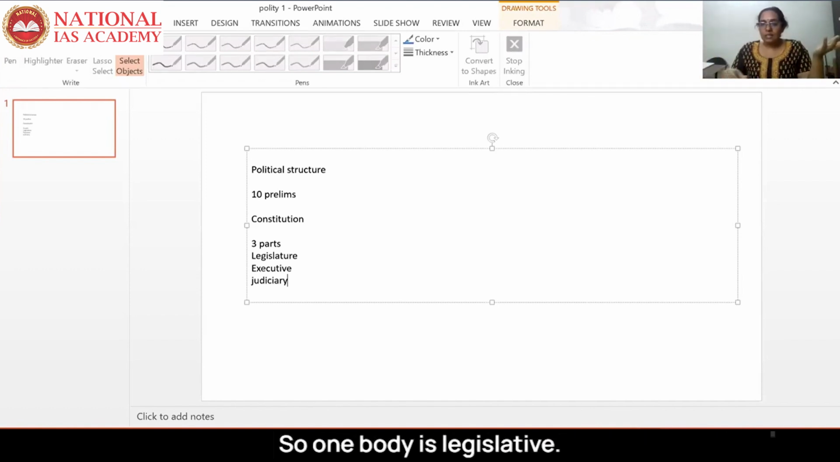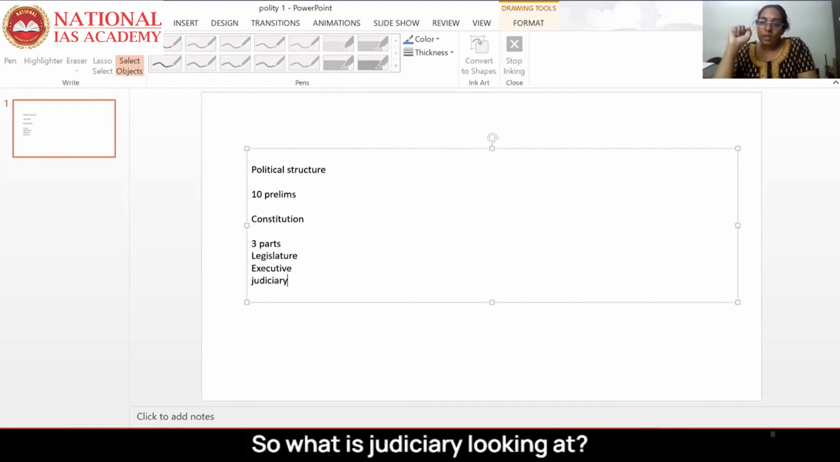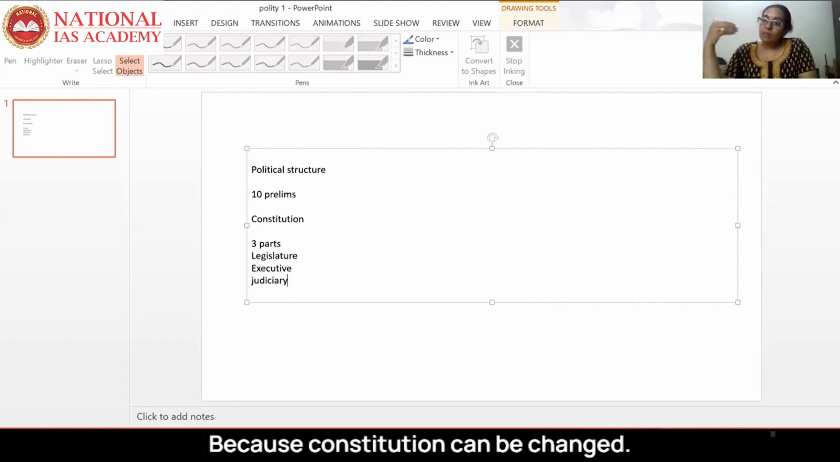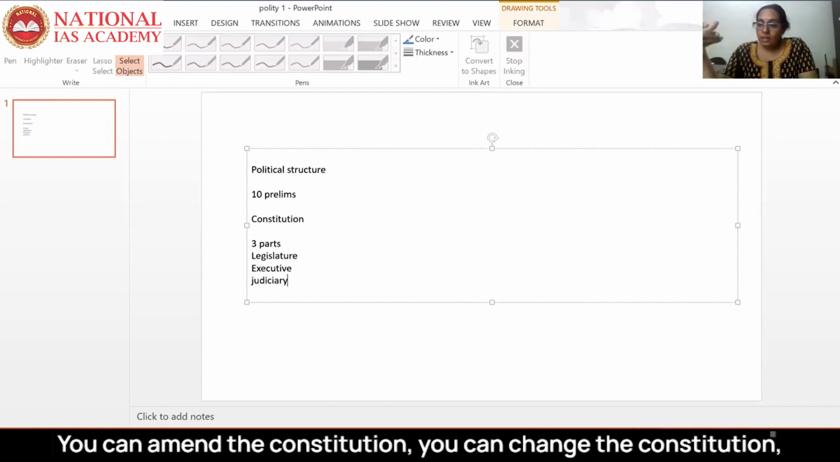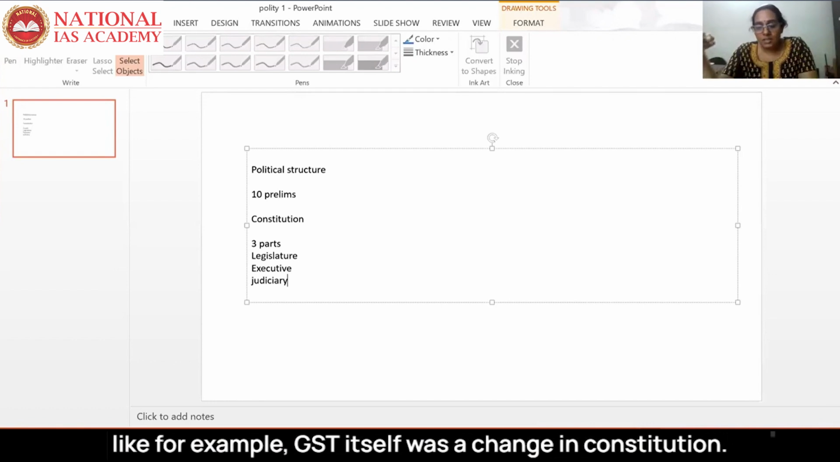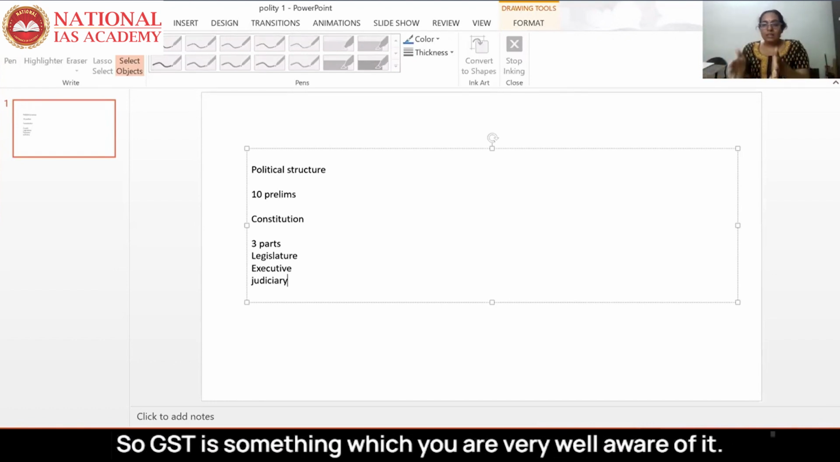So one body is legislative, one body is executive. The third body is judiciary. So what is judiciary looking at? Judiciary is looking at the constitution. Why? Because the constitution can be changed. You can amend the constitution. For example, GST itself was a change in the constitution. GST is something you are very well aware of.